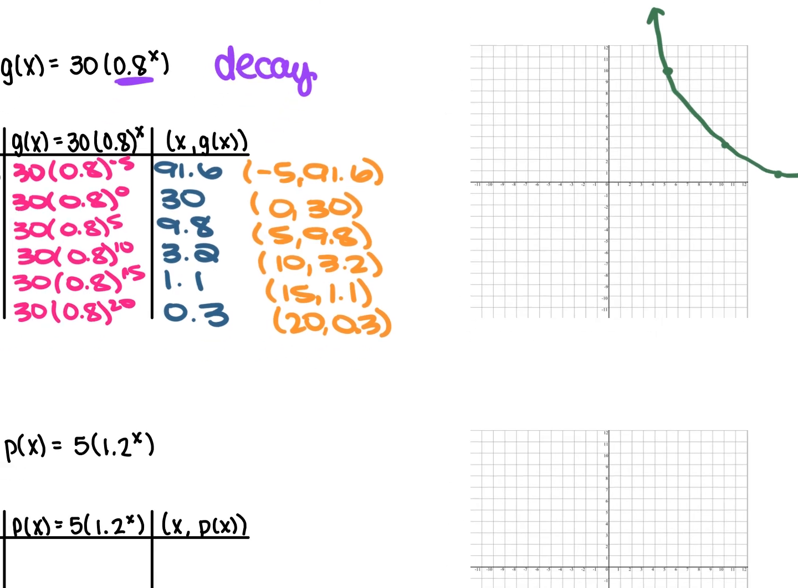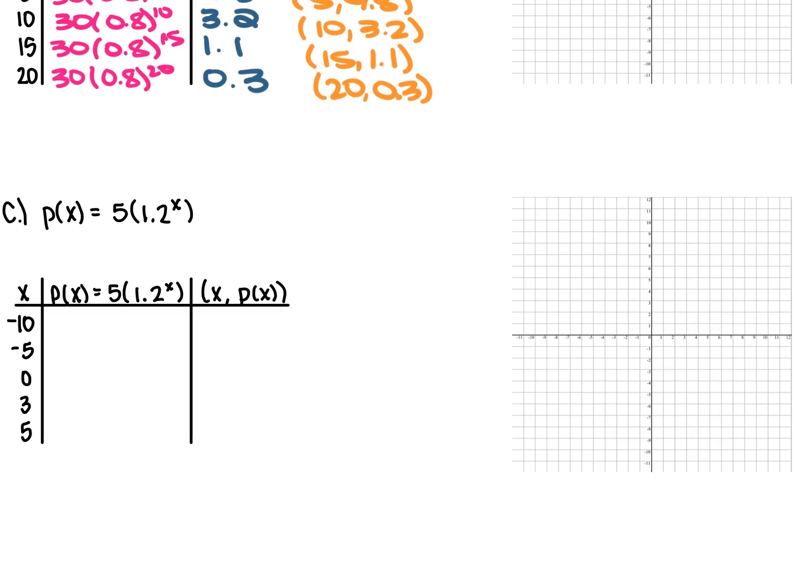For example C, you have p of x is equal to 5 times 1.2 to the power of x. The x values that are given to us are -10, -5, 0, 3, and 5. So the first one we're going to have is 5 times 1.2 to the power of -10. Then 5 times 1.2 to the power of -5, 5 times 1.2 to the power of 0, 5 times 1.2 to the power of 3, and 5 times 1.2 to the 5th power.